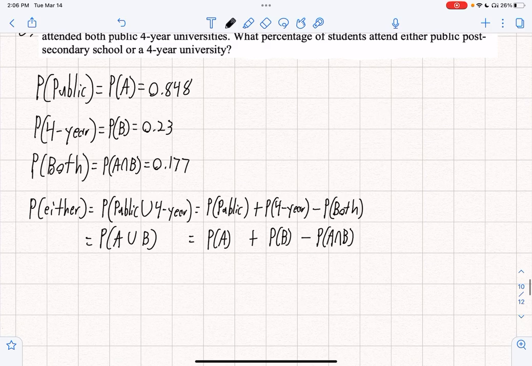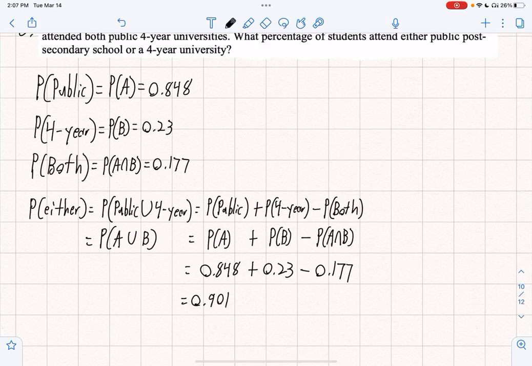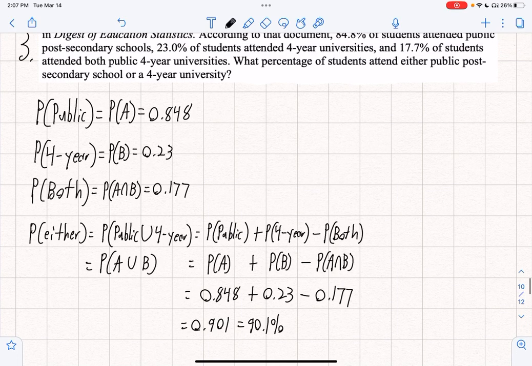We already have all of these values. These were all given to us. We were told that A was equal to 0.848 plus B, which was 0.23, minus both was 0.177. And if we put that into our calculator, we get the value 0.901, or 90.1%. So we can see sometimes it might be easier to rename events as just A or B, so that it might tip us off to which formula that we should use.